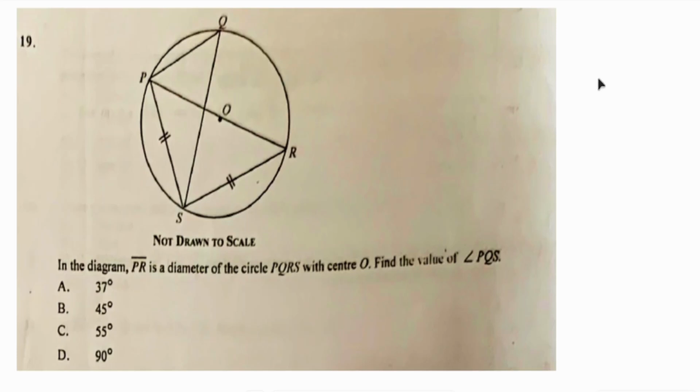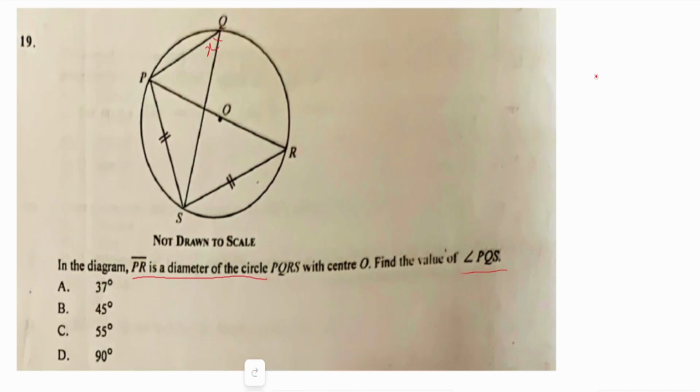And the instruction reads that in the diagram, segment PR is the diameter of the circle PQRS with center O. Find the value of angle PQS. And we start by taking the various information or key points given in the problem. The first information that is worth noting is that PR is the diameter of the circle. And another information is what we are solving for, the value of angle PQS. And this is angle PQS here. Maybe let's call it X.